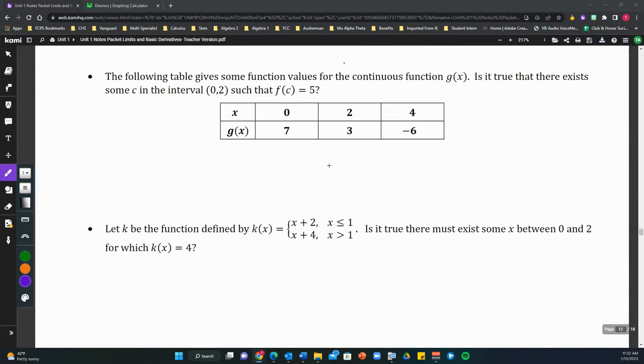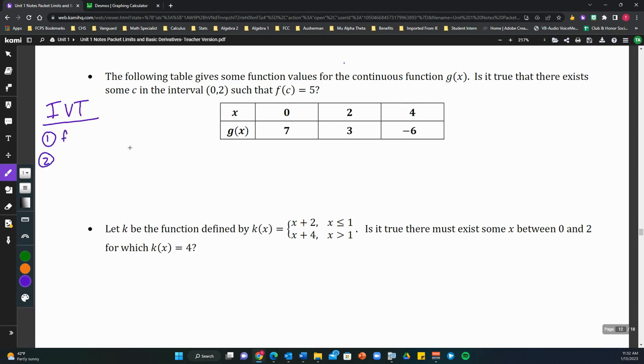So let's take a look at a few examples where this intermediate value theorem can be applied. So for the first one, it says the following table gives some function values for the continuous function g of x. We want to know, is it true that there exists some c in the interval 0 to 2 such that f of c equals 5? So when we are trying to apply the intermediate value theorem, we're basically just checking two conditions.